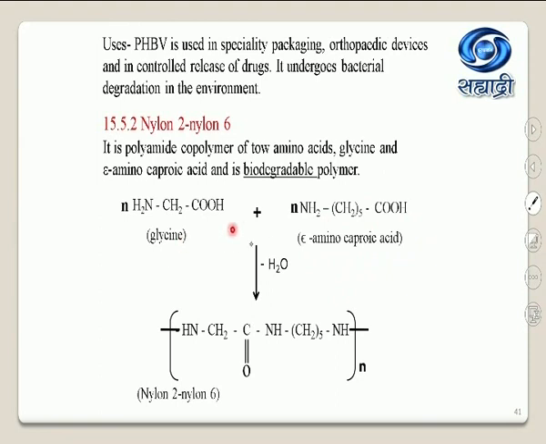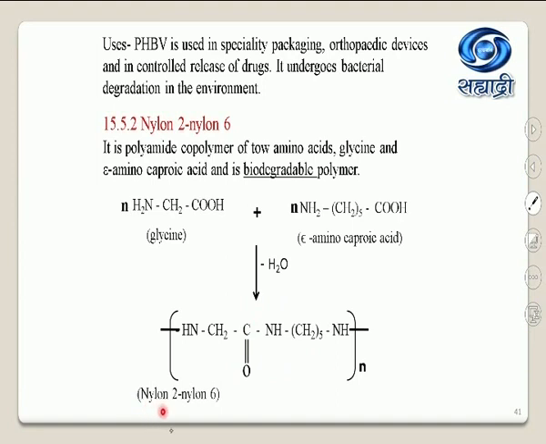So these two monomers, glycine and epsilon amino caproic acid, undergo condensation again by elimination of one water molecule to give this polymer which contains the CONH linkage. What is this CONH linkage called? Amide linkage. So remember dear students, nylon 2-nylon 6 contains the amide linkage, that is the CONH linkage.